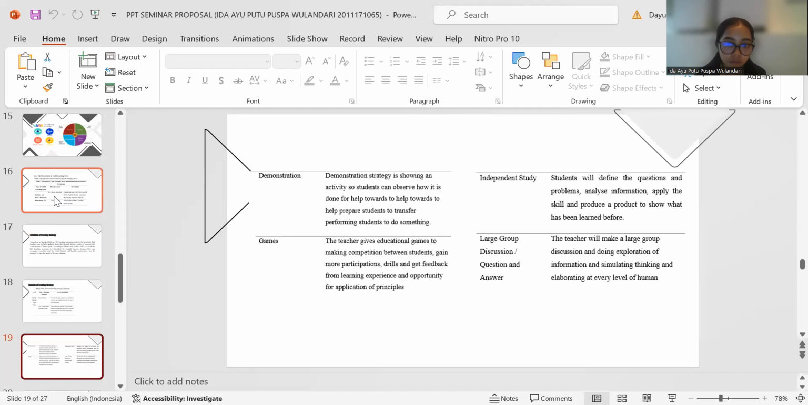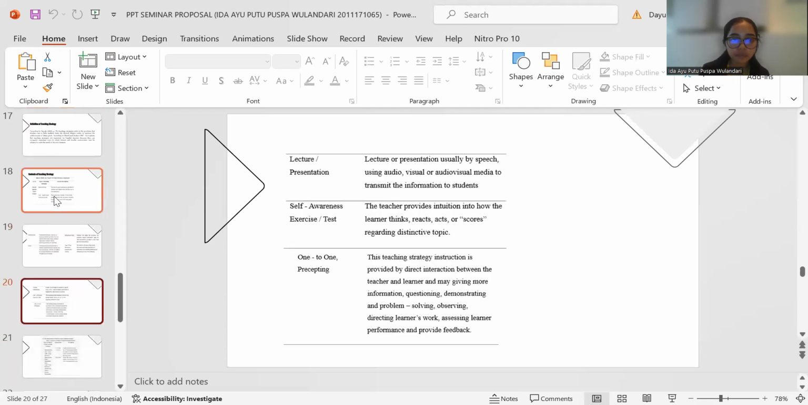Next is large group discussion or question and answer. The teacher will make a large group discussion and do exploration of the information and simultaneous thinking, elaborating at every level of human. It is like a forum, right?